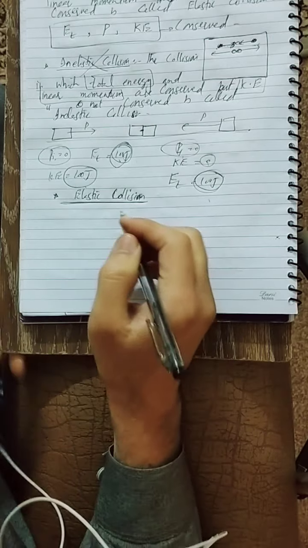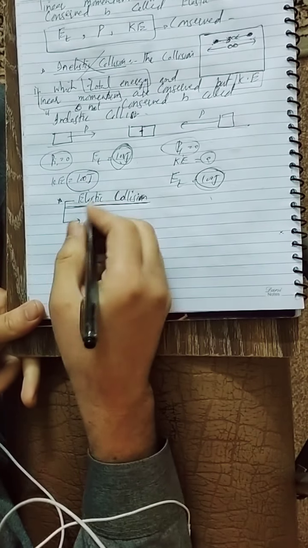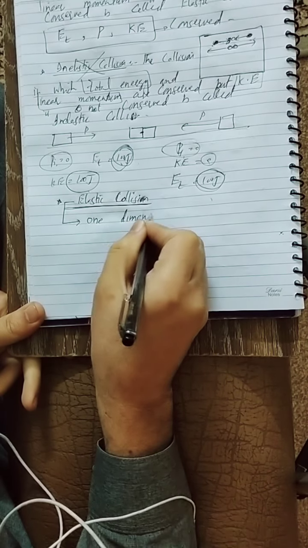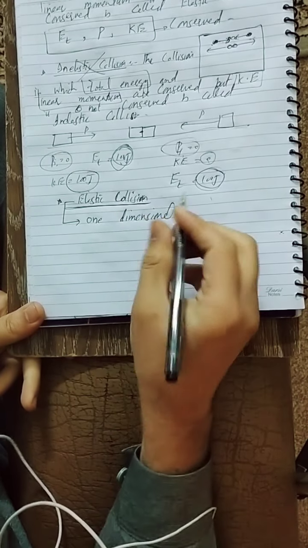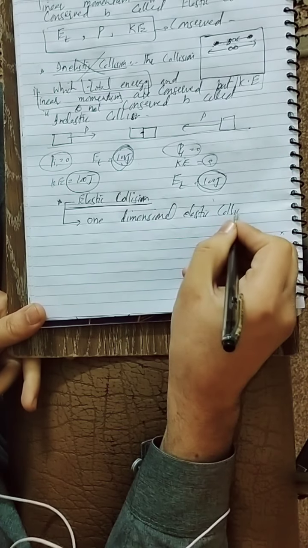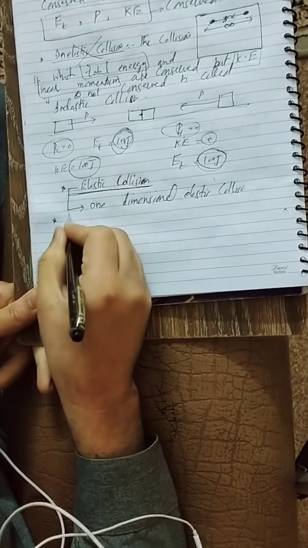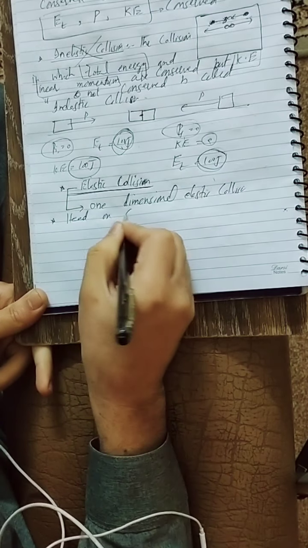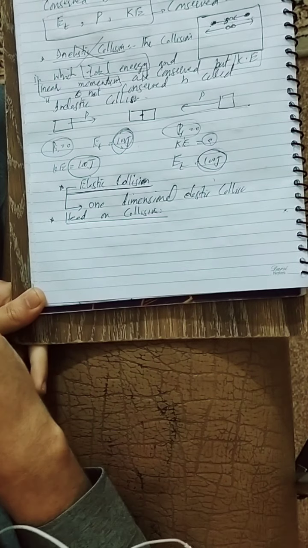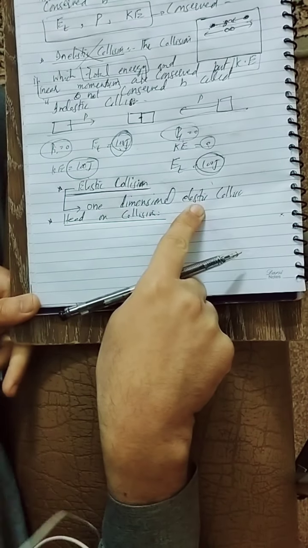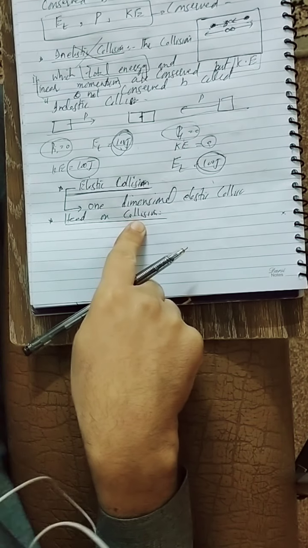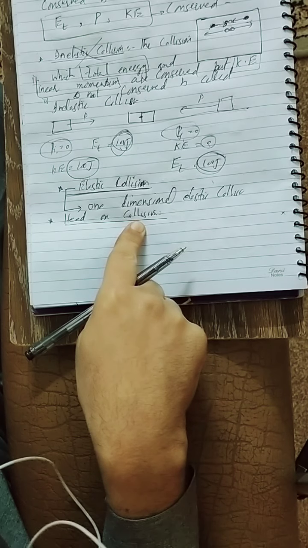Okay. In our course, we will study one dimensional elastic collision, not two dimensional. One dimensional elastic collision is called the head-on collision. So we are studying a one-dimensional elastic collision. That is called the head-on collision. Head-on collision means the one-dimensional collision. Head-on collision means the linear collision.